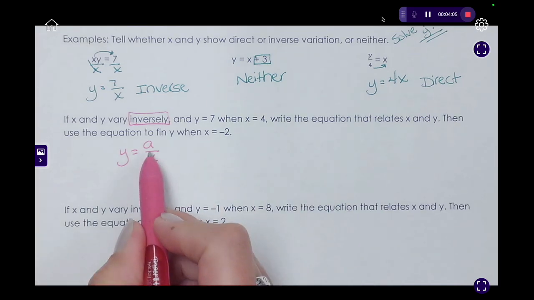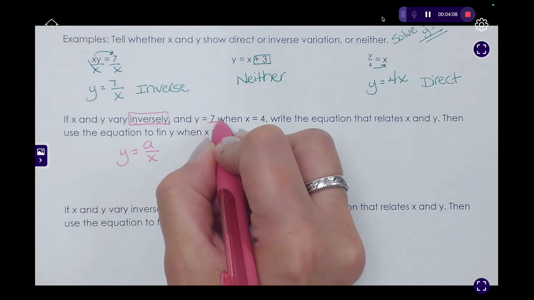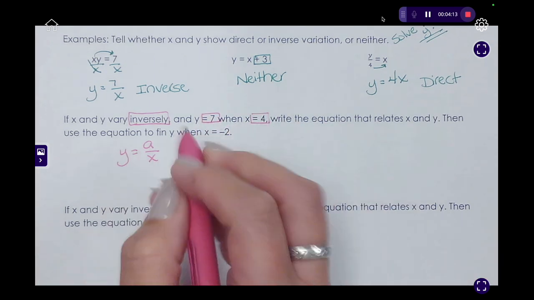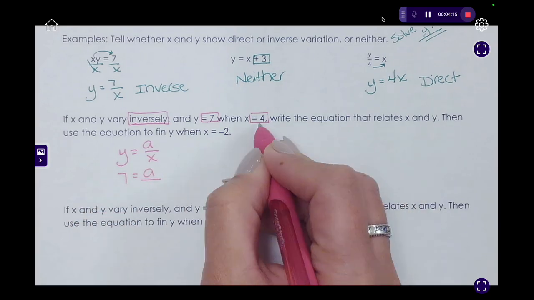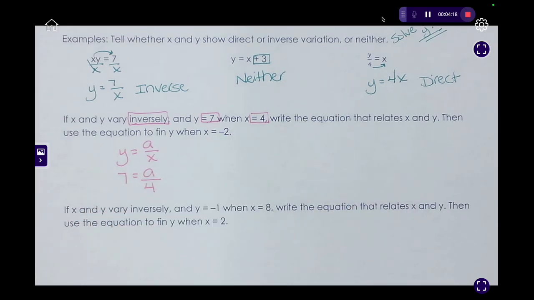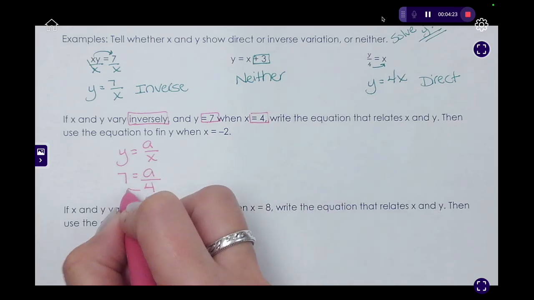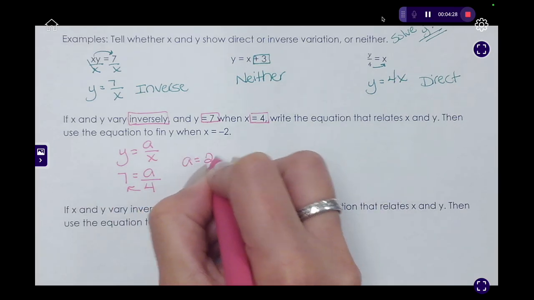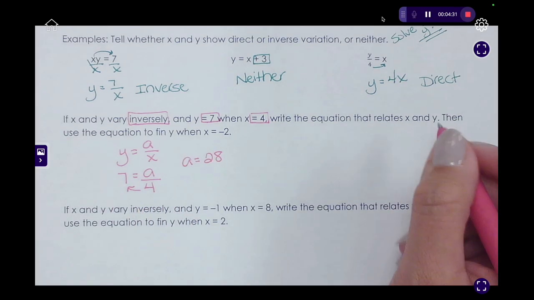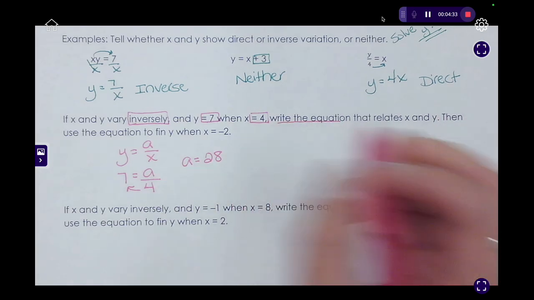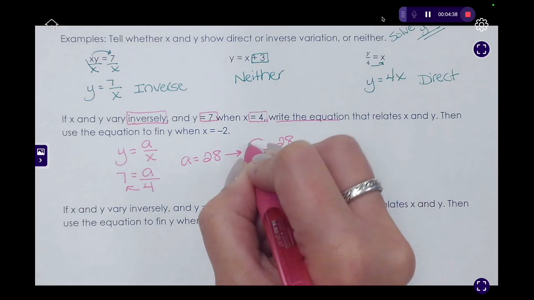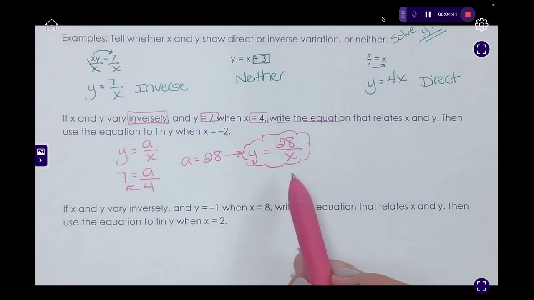So I have to find my a value. The first thing I'm doing is taking these numbers and plugging them in to find a. It tells me y is 7 and x is 4. So I'm going to plug those in for my x and y right here, and then I'm going to solve for a. If I want to get a by itself, I have to move the 4 over there by multiplying it. So that tells me my a value is 28. Make sure this says write the equation. So my equation would be y equals 28 over x. We always have to be able to write the equation.